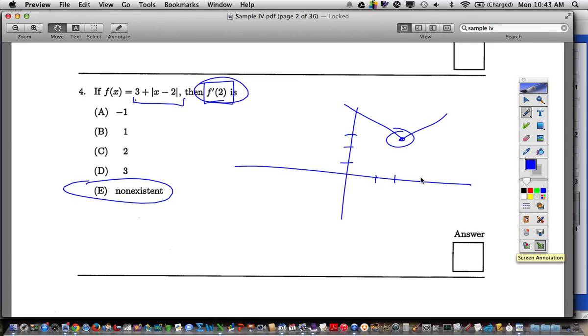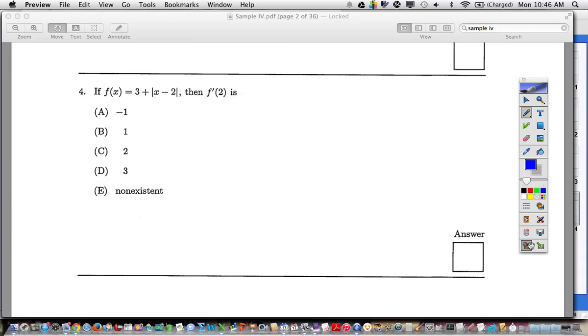What if it would have said f prime of 3? Well, you said 1, right, because the slope is 1. Okay. All right, very good, very good.